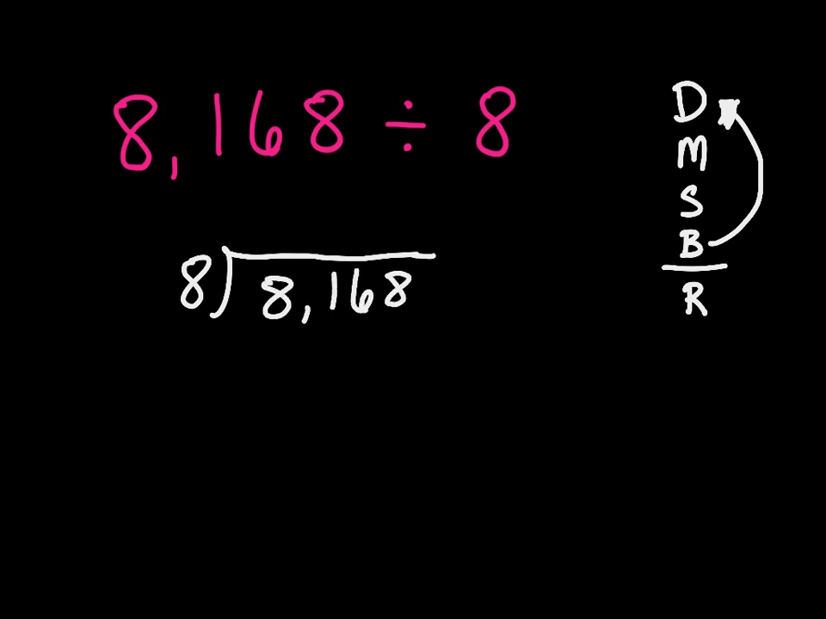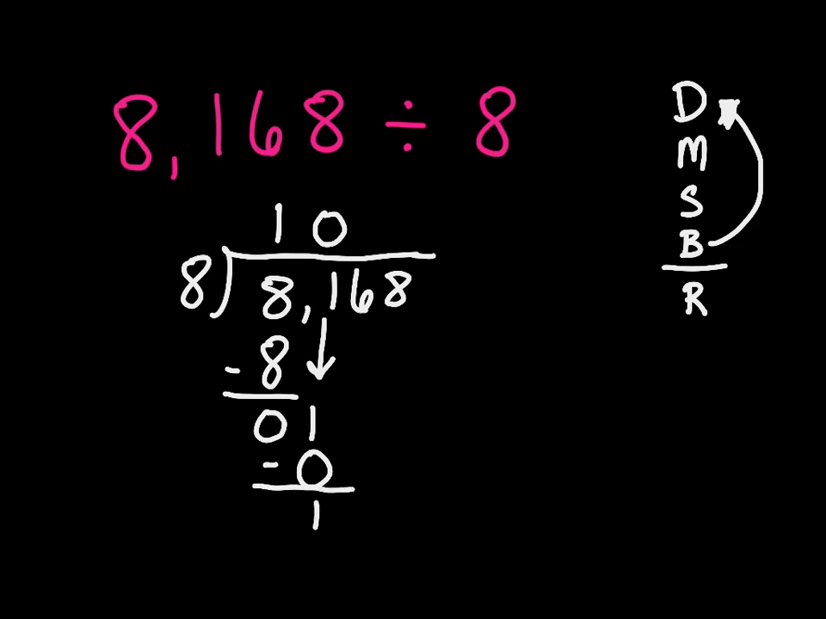8,168. So 8 goes into 8 one time. And we have to multiply. 1 times 8 is 8. Sister tells us to subtract. Bring down your 1. Okay, here we go. 8 times what gives you 1? Nothing. The closest you can get would be a 0. Because 0 times 8 is 0. 1 minus 0 is 1.